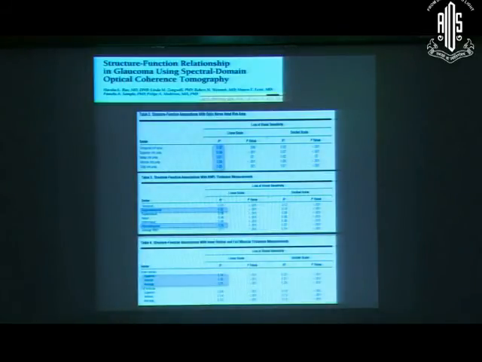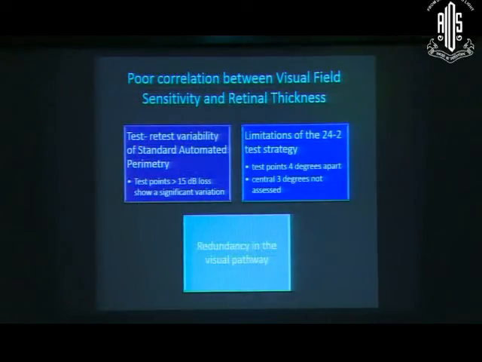But when they looked at the macular volumes, they found the best correlation, approximately 0.2 to 0.3. But even then, they only managed to explain 20 to 30% of the variability between inner macular thickness and visual field sensitivity. So why do you have this very poor correlation?